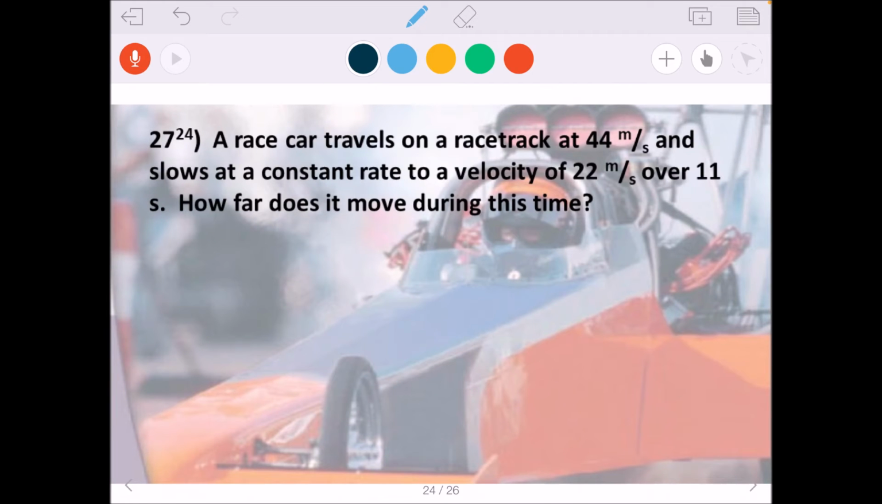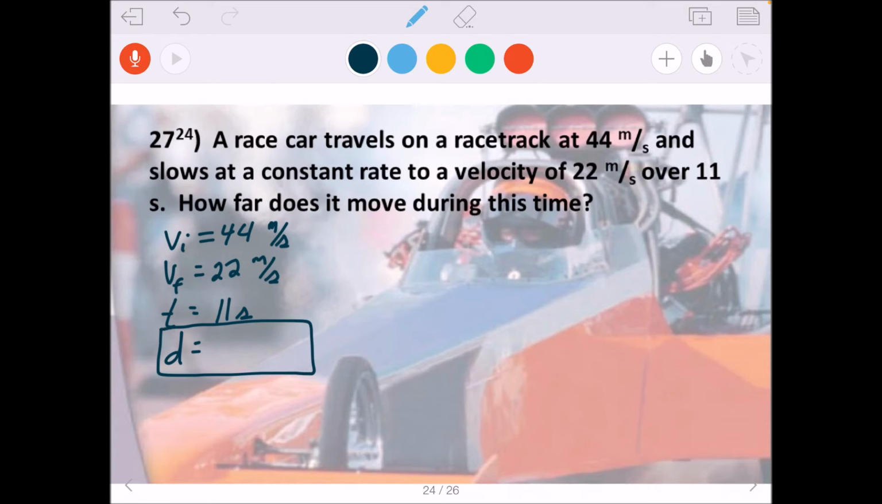All right, let's try number 27. A race car travels on a racetrack at 44 meters per second and slows at a constant rate to a velocity of 22 meters per second over 11 seconds. How far does it move during this time? My initial velocity is 44. My final velocity is 22. My time is 11 seconds. I want to find out what the distance is. And I do know that my acceleration is constant.